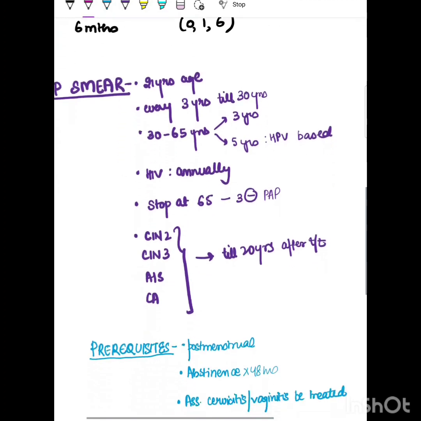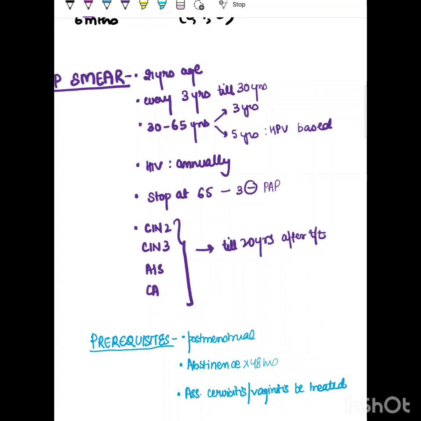Then if a person has been detected with CIN 2, 3 or adenocarcinoma in situ or cancer, then for 20 years you have to screen that person after treatment.